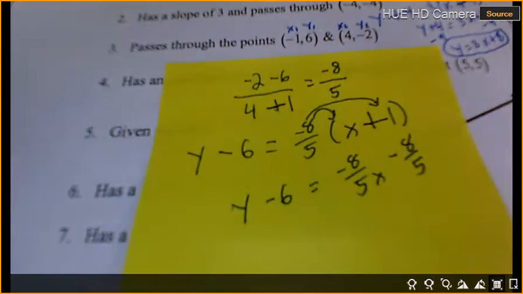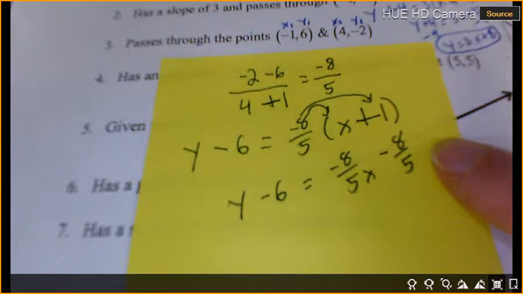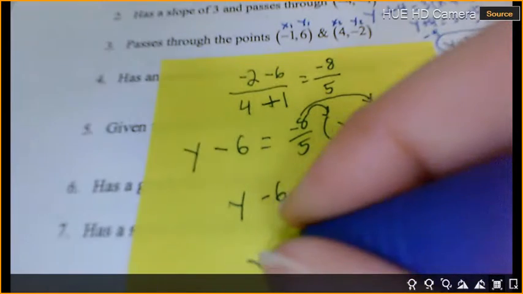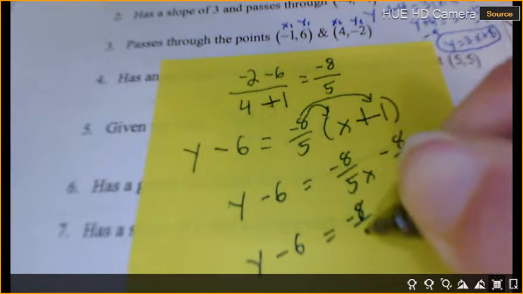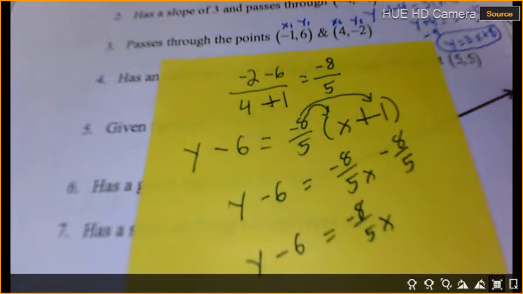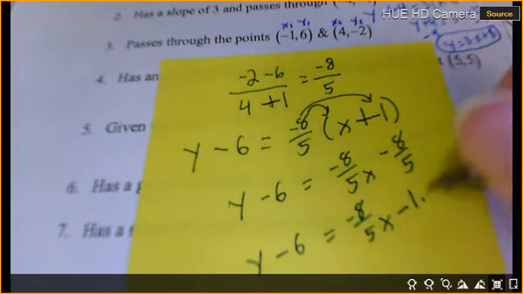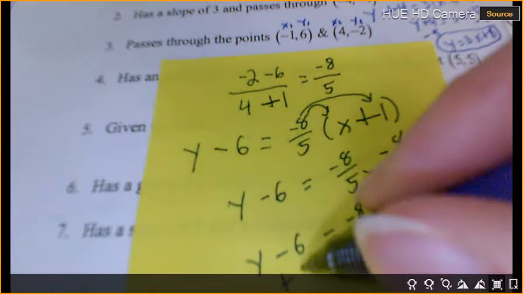8/5, this second one, into a decimal. Do you guys want to do that? Yes. Okay, do it for me. y minus 6 equals negative 8/5 x. 8 divided by 5 is, you guys have calculators. 8 divided by, you can say divided by 5.0 if you want to make a decimal. What do I get? 1.6. Minus 1.6. Okay, now I'm going to add 6 to both sides.